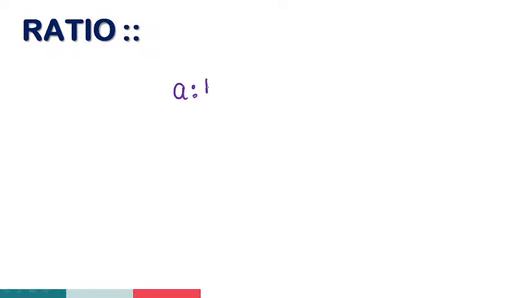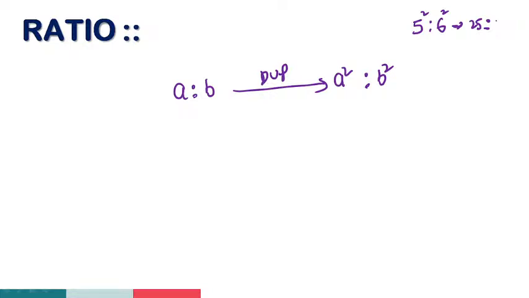Coming to the last 4 points: a is to b, the duplicate ratio is a square is to b square. For example, 5:6, the duplicate ratio is 5 square is to 6 square. 5 square is 25. 6 square is 36. That is the answer: 25 is to 36.